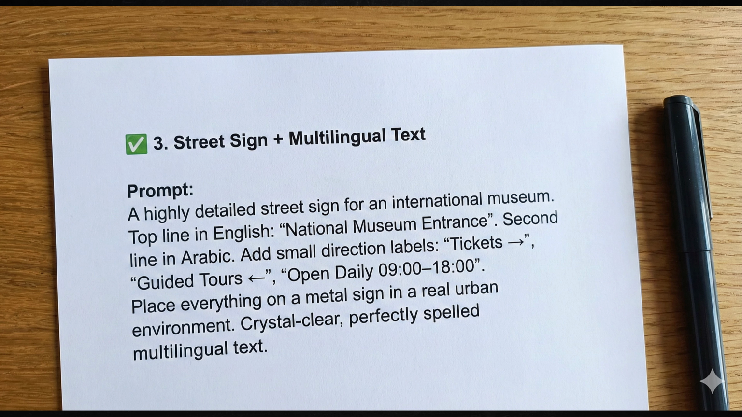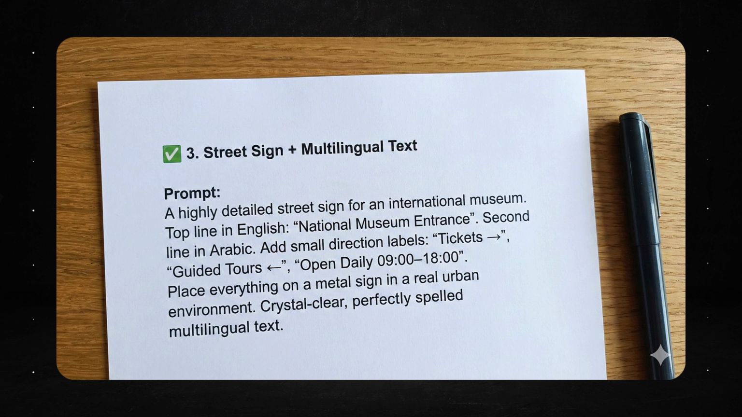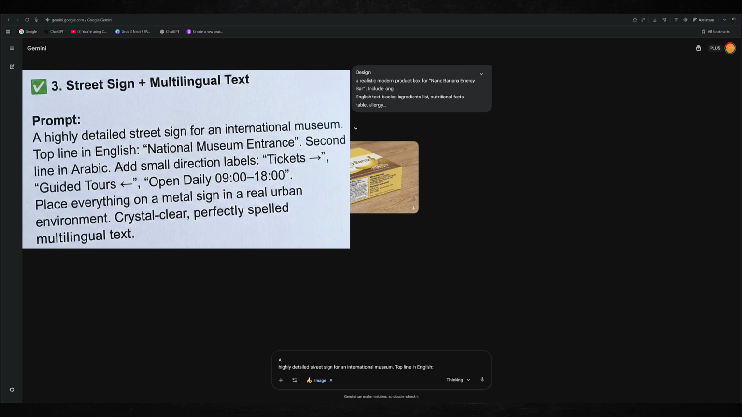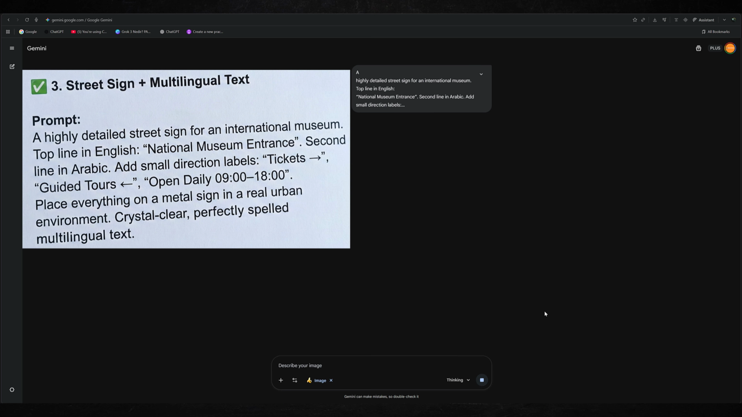And the last and third prompt, street sign plus multilingual text. Let's push it with multilingual text. I typed a highly detailed street sign for an international museum. Top line in English, National Museum entrance. Second line in Arabic. Add small direction labels. Tickets, guided tours. Open daily 9:18. Place everything on a metal sign in a real urban environment. Crystal clear, perfectly spelled multilingual text.